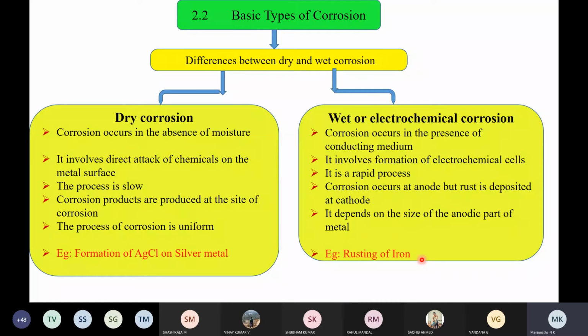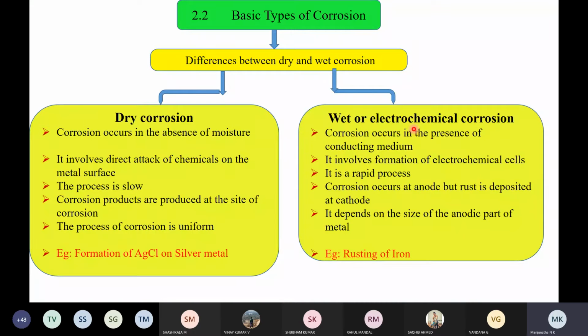For this, an example is the rusting of iron, meaning corrosion observed on an iron metal surface, which is an example of wet or electrochemical corrosion. So this is about the first two types of corrosion observed when a metal is exposed to the surrounding environment. It clearly indicates that the metal undergoes corrosion in two ways, either through dry chemical reaction or through electrochemical reaction.